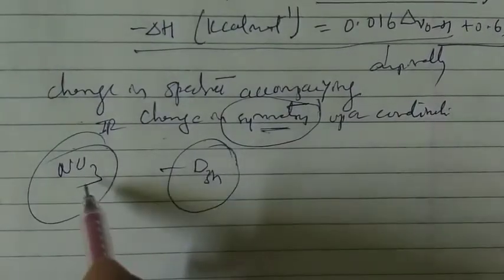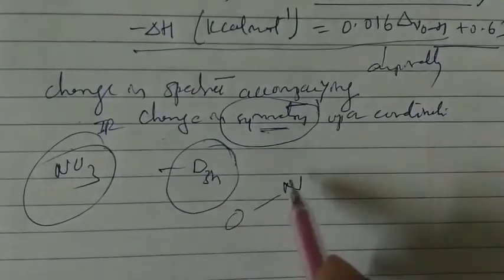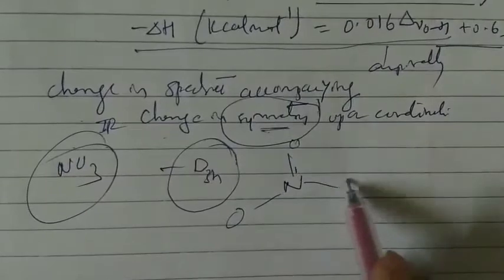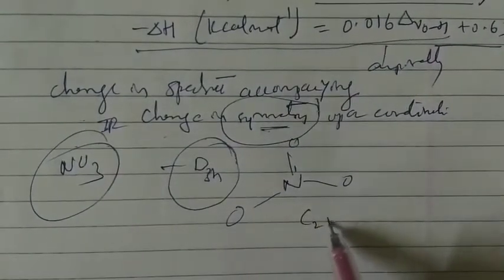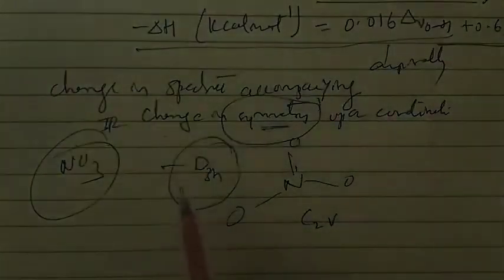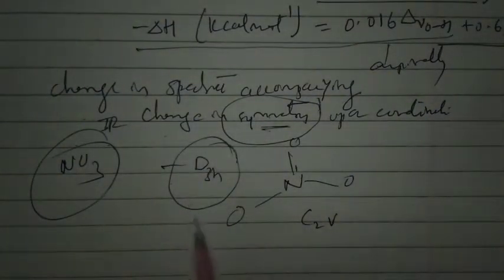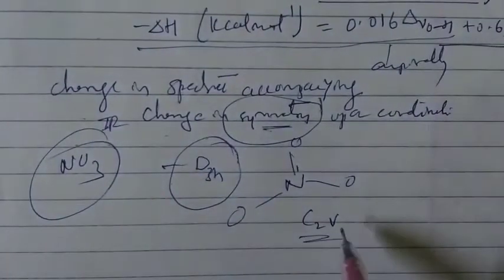Okay, so upon coordination of one of the oxygens here, what will happen? The symmetry is lowered, and it becomes C2V. So from D3h, you can see that the symmetry is lowered to this.